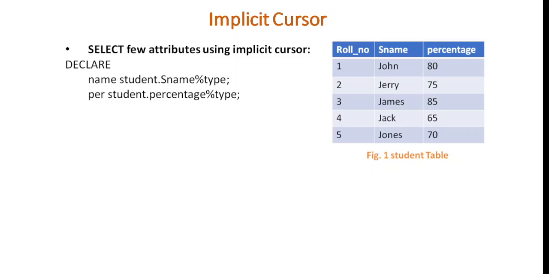This %type keyword, or this constraint, is used to assign the type of an attribute to the variable. Okay.